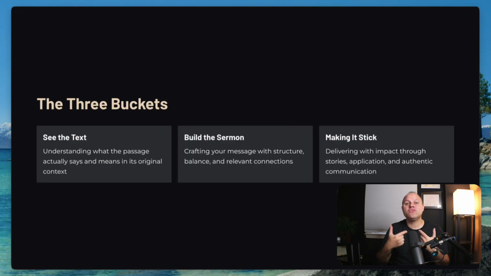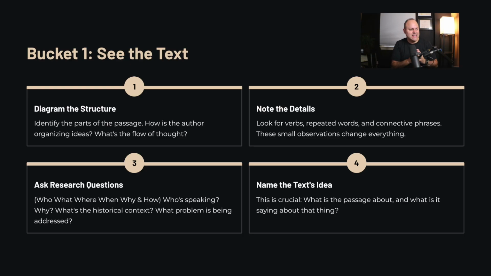Then we want to build the sermon, right? This is going to be the point where after we've read it, we feel like we know it, we have a good understanding of it, then we start building our sermon. We don't want to do it the other way around. And the third step is going to be, we want to make it stick with the people. The first one is see the text.